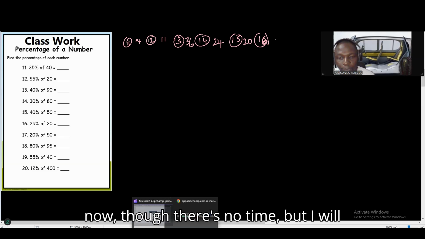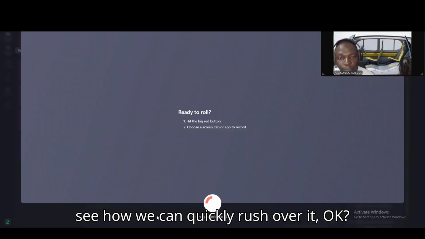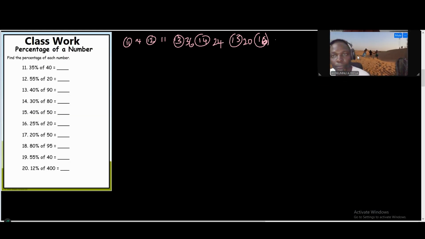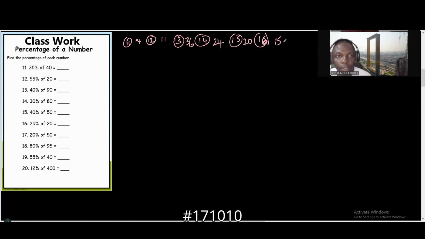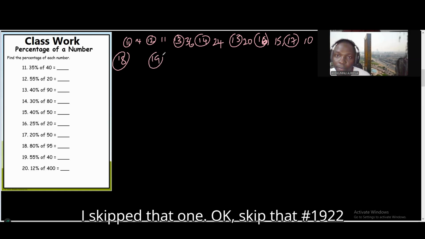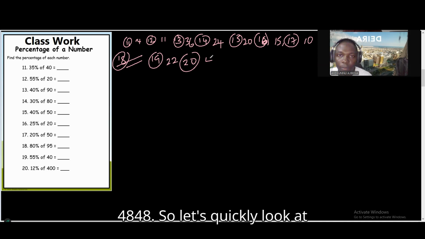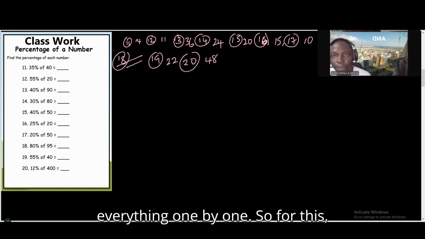Though there's no time, I will see how we can quickly rush over it, okay? 16, what do you get? 50 or 15? 15, okay. Number 17, 10. Number 18, oh, I skipped that one. Okay, skip that to number 19, 22. And number 20, 48. So let's quickly look at everything one by one.